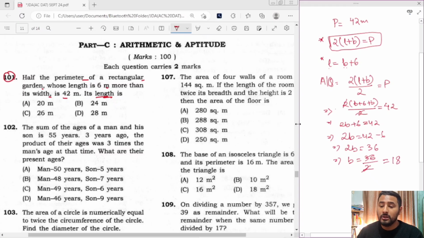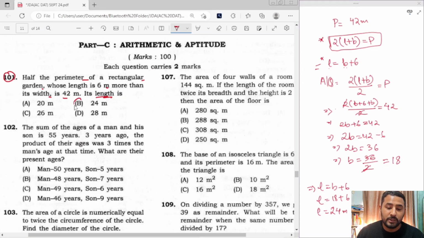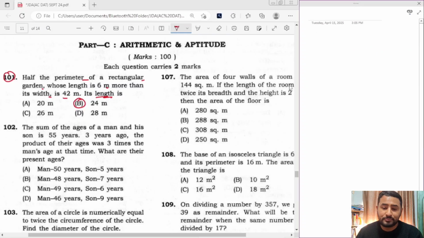So B is 18. Once we get B, we can find the length, because our length L is equal to B plus 6. So L is equal to 18 plus 6, which gives L equal to 24 meter. So option B will be the correct answer to this, 24. Let us go to the next question.